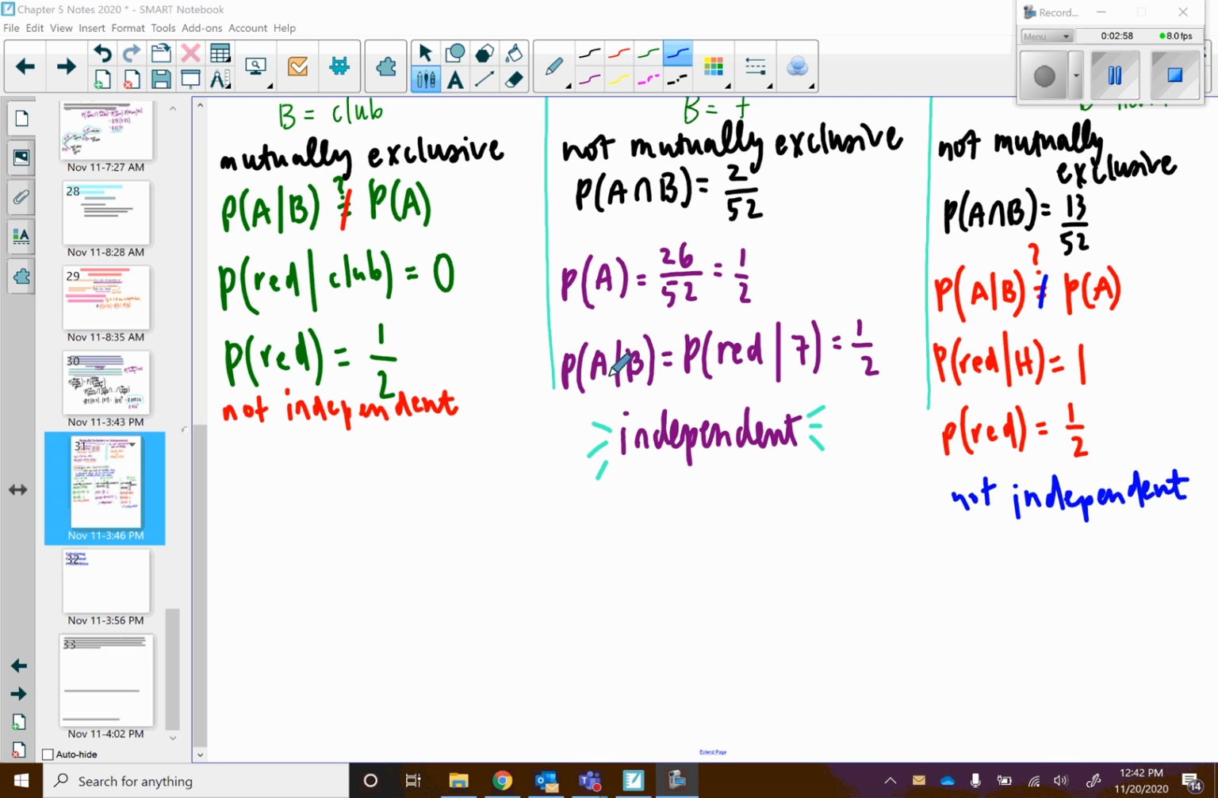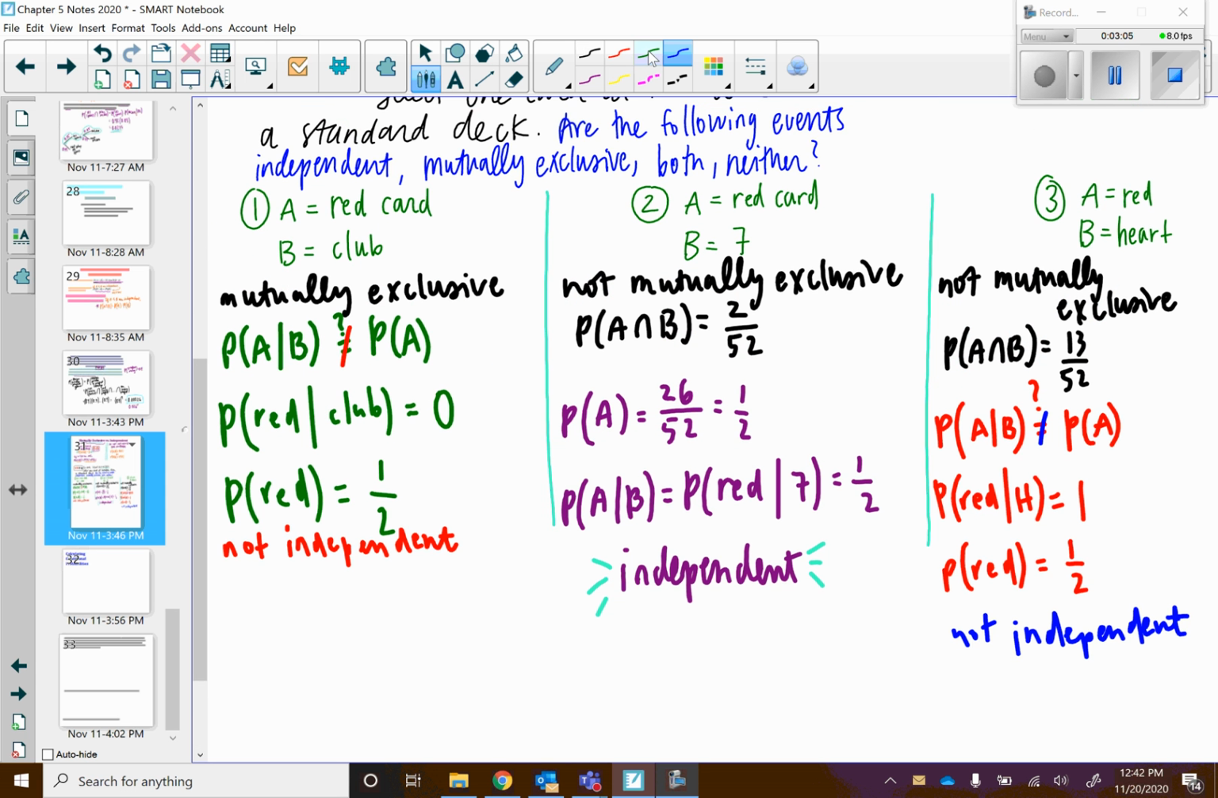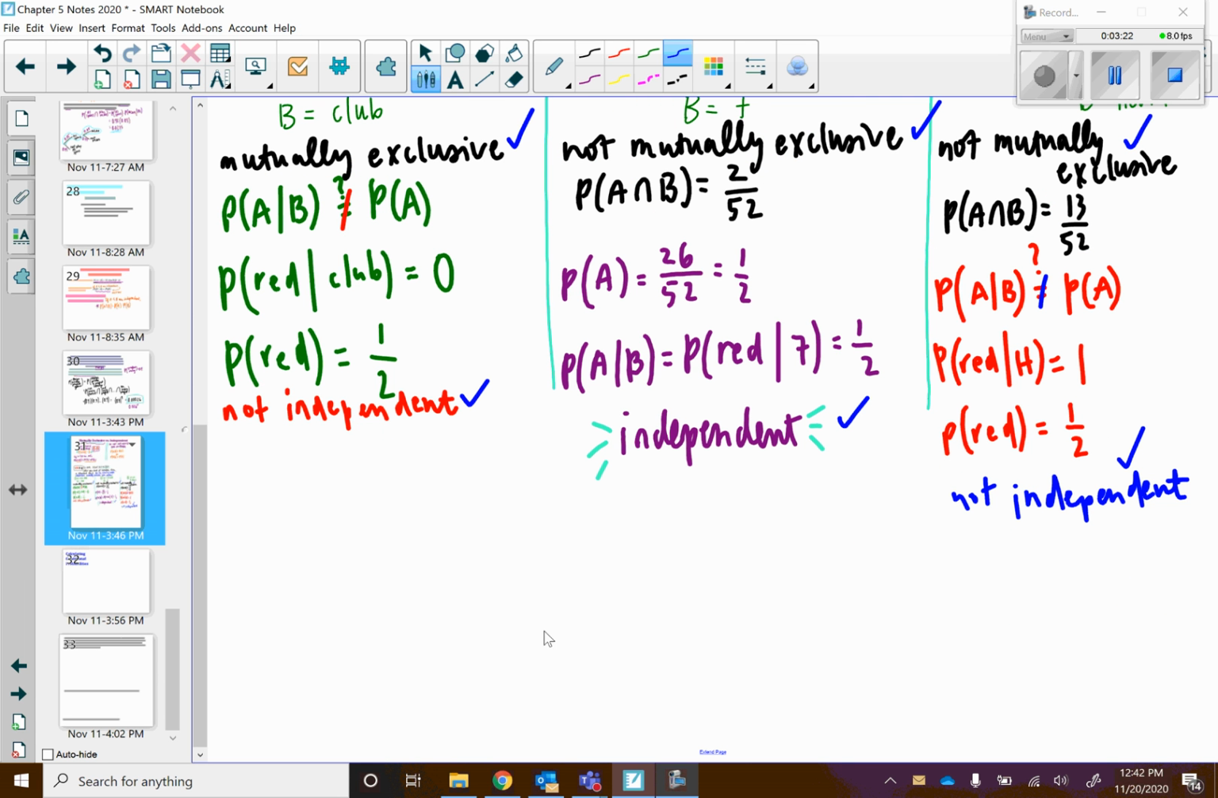And the only thing I want to point out is looking at these answers, we have an event that's mutually exclusive but not independent. We have an event that's not mutually exclusive but independent. And then we have an example of not mutually exclusive and not independent. This is most likely the one that will happen. It is very unlikely that 2 events will both be independent and mutually exclusive.